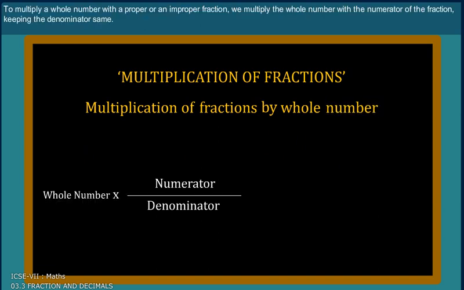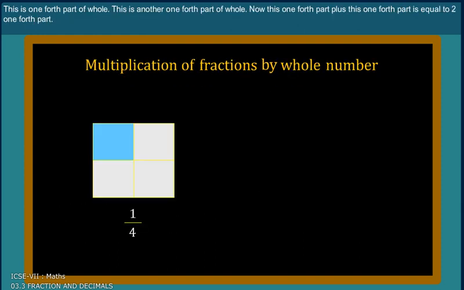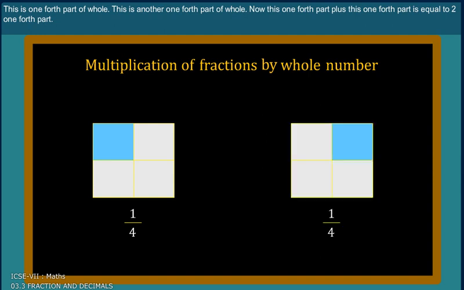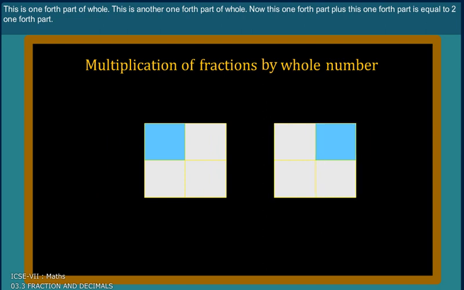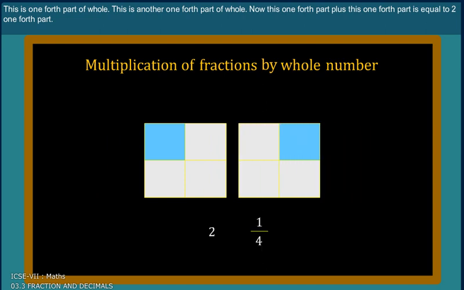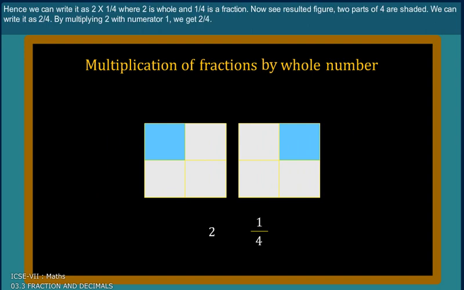To multiply a whole number with a proper or an improper fraction, we multiply the whole number with the numerator of the fraction, keeping the denominator same. This is 1/4 part of whole. This is another 1/4 part of whole. Now this 1/4 part plus this 1/4 part is equal to 2 times 1/4 part. Hence we can write it as 2 into 1/4, where 2 is whole and 1/4 is a fraction.